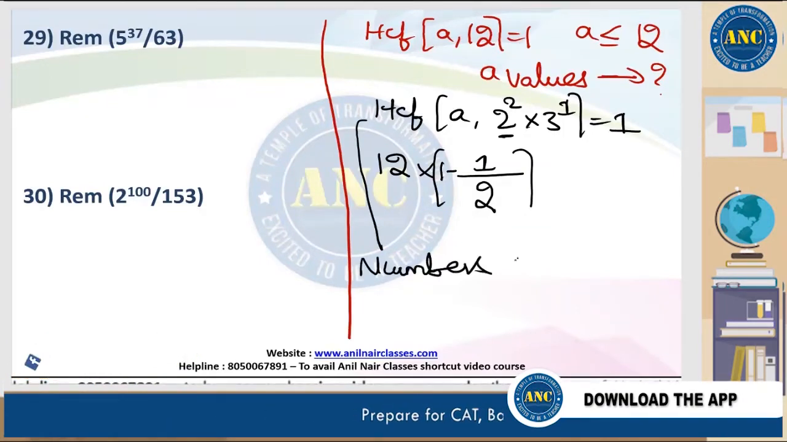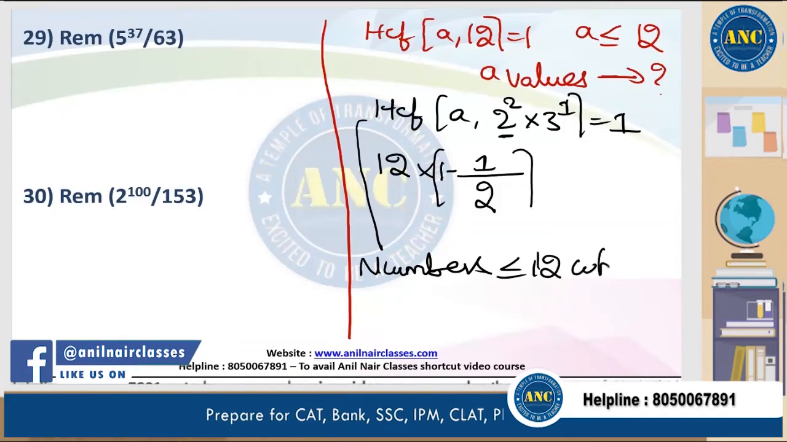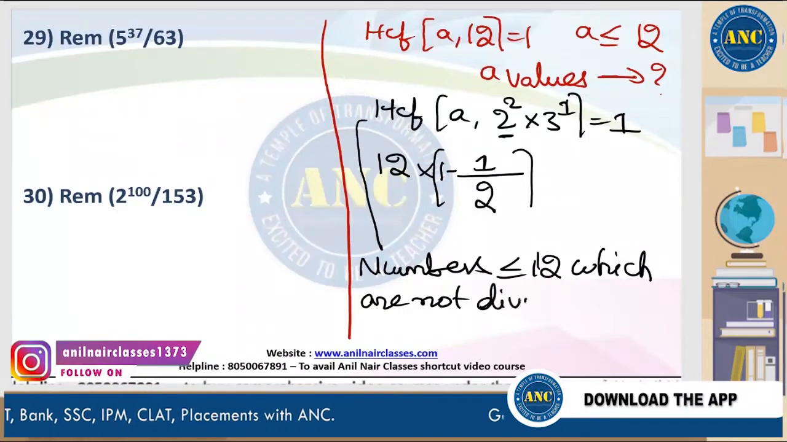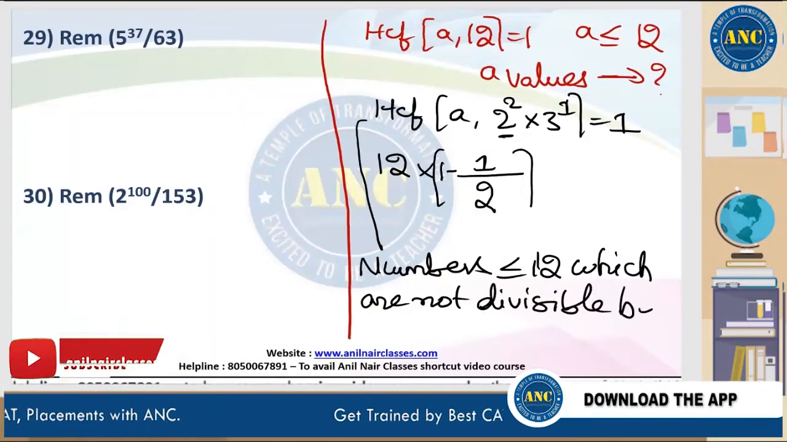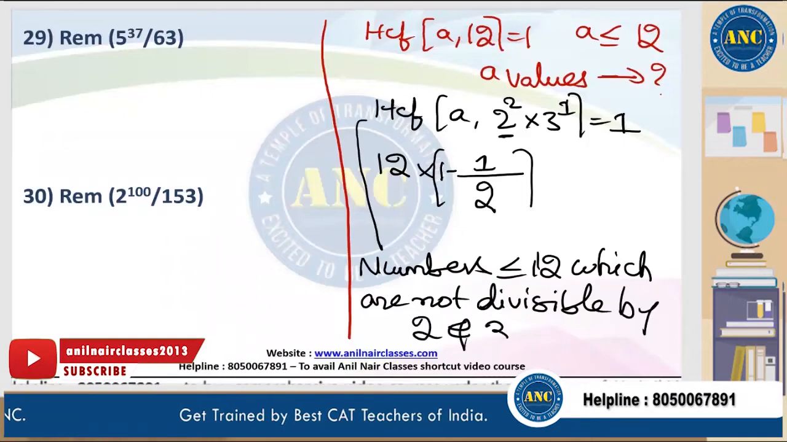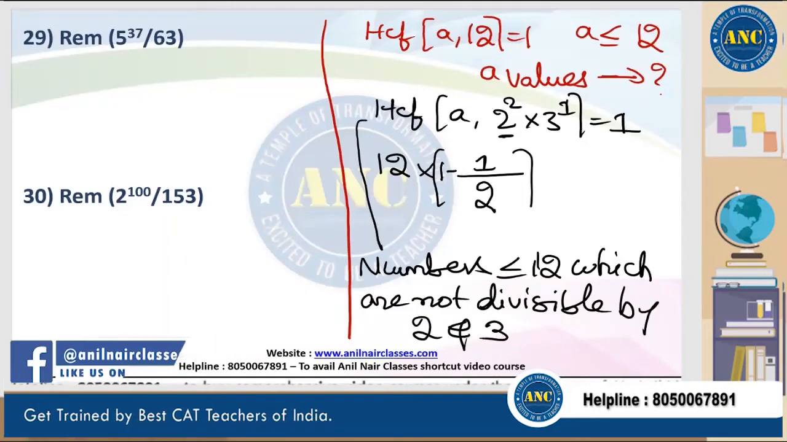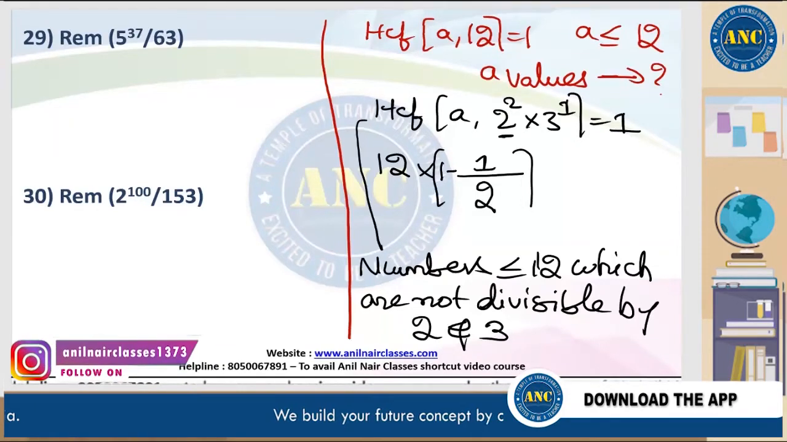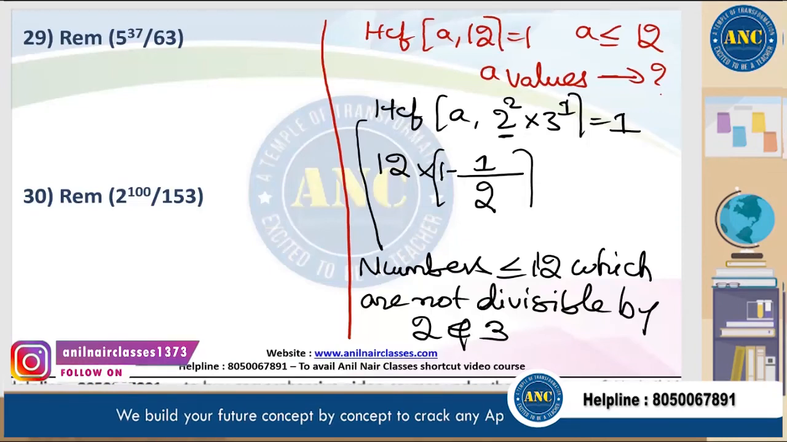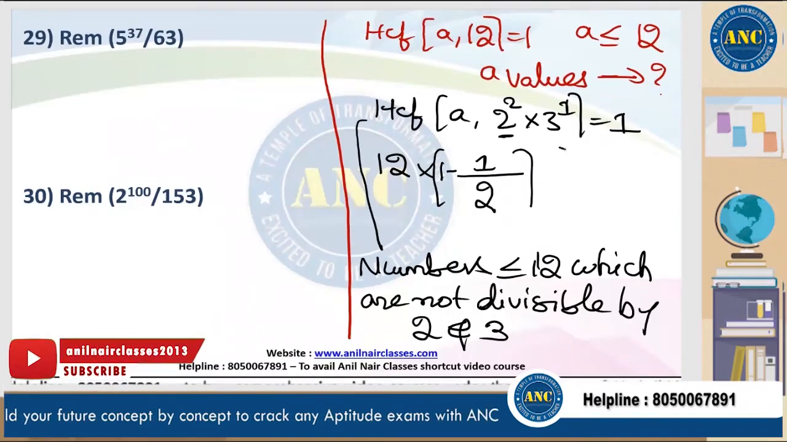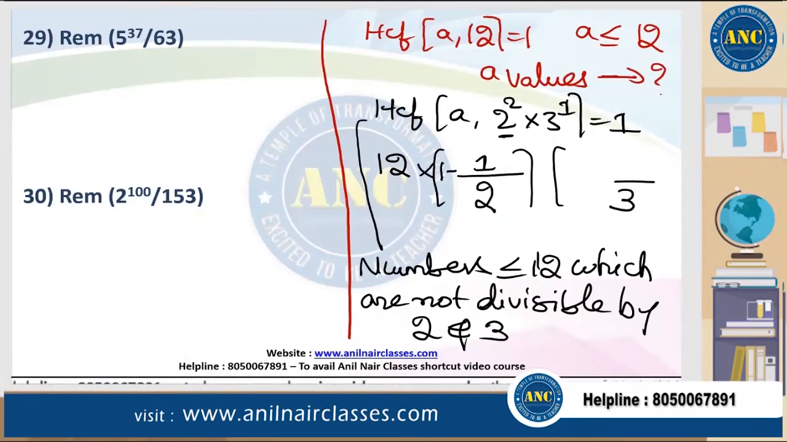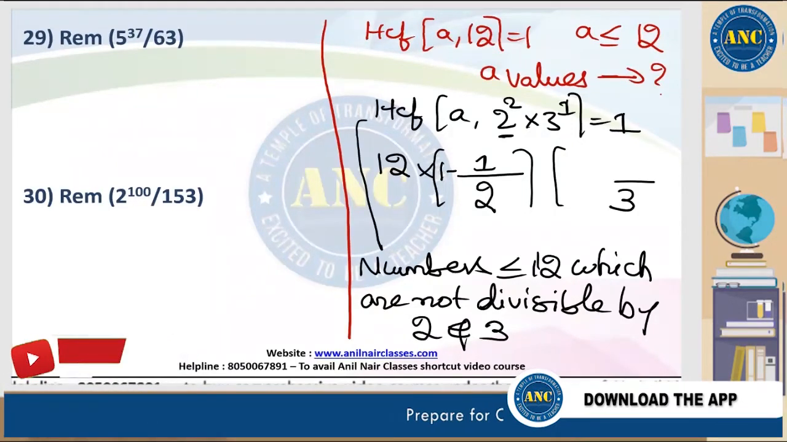That means we need numbers less than or equivalent to 12 which are not divisible by 2 and 3. I hope it is clear. Why are they not divisible by 2 and 3? If a is divisible by 2 or 3, then HCF cannot be 1. So out of two numbers, one number is divisible by 2. Similarly, for every three numbers, 3, 4, 5: 3 is divisible by 3; 8, 9, 10: 9 is divisible by 3; 12, 13, 14: 12 is divisible by 3.